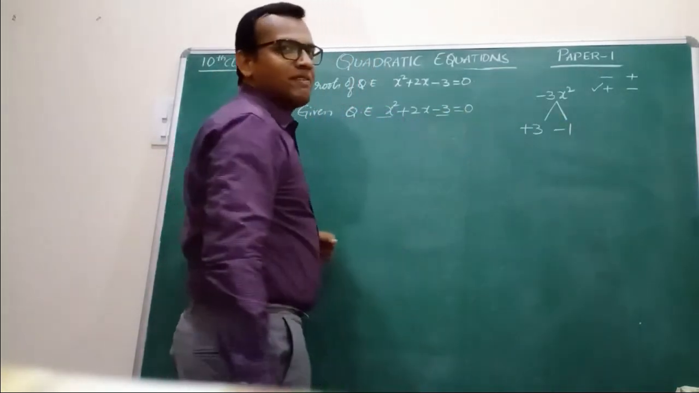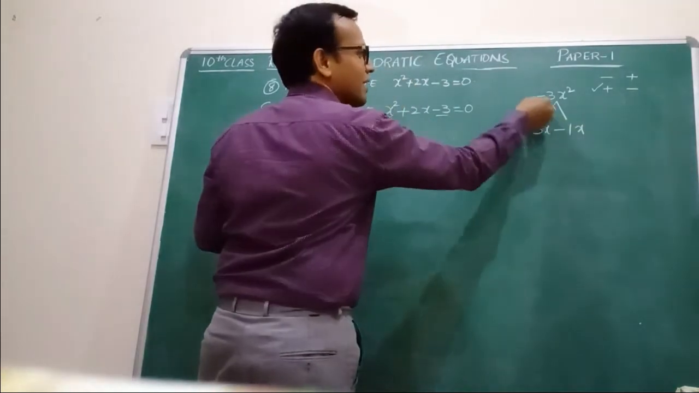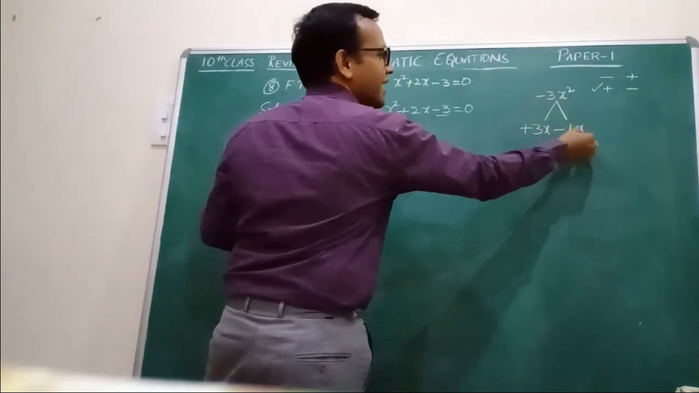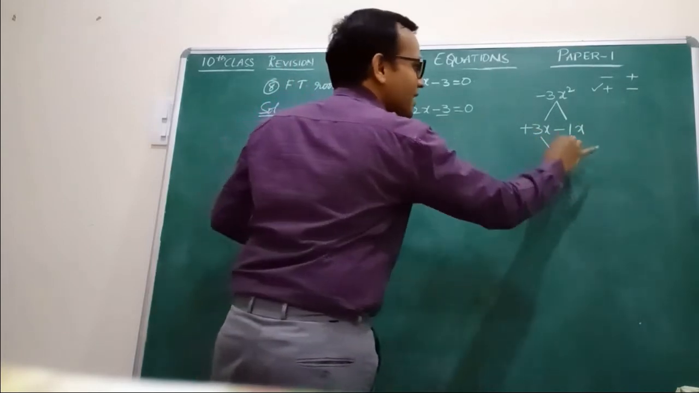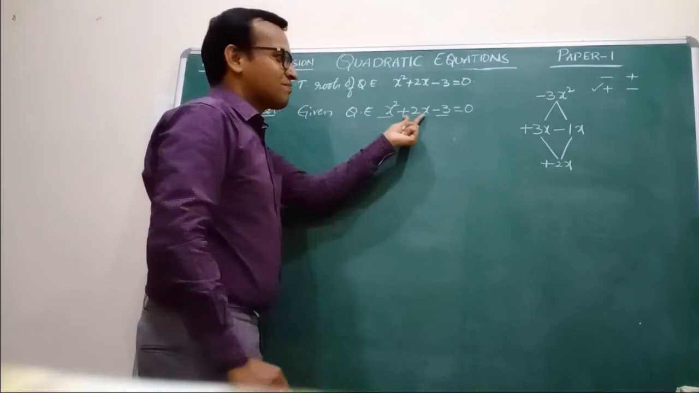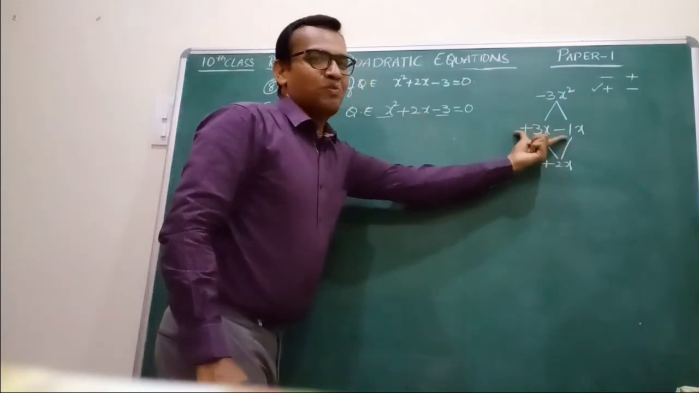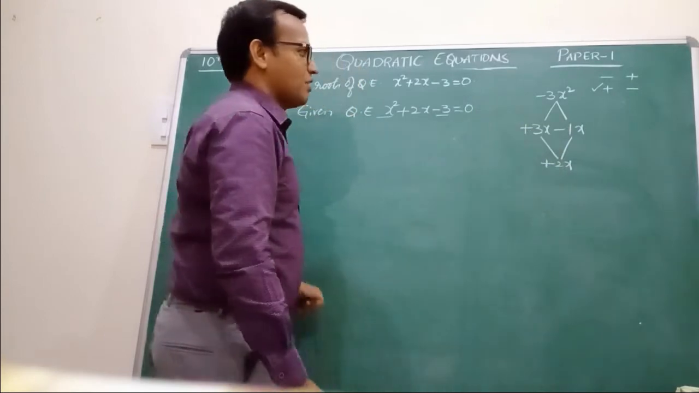Perfect. X square factors: x into x. See here, plus into minus is minus. 3 ones are 3. X into x, x square. Plus 3x minus 1x is plus 2x, the middle term. So in place of the middle term, we will split the middle term into these two, like 3x and minus 1x. Okay? Let's see here.